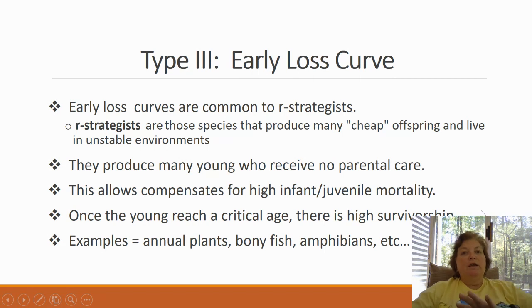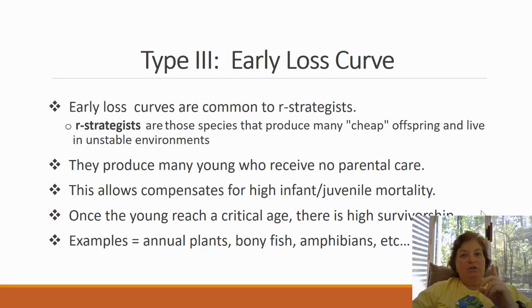And then type 3 is early loss curve. This one is the exact opposite of type 1. Think about fish or cane toads, okay? Going back to our cane toads. These are going to be R strategists. Again, another new term. These are species that produce a lot of cheap offspring. No parent care on this one.